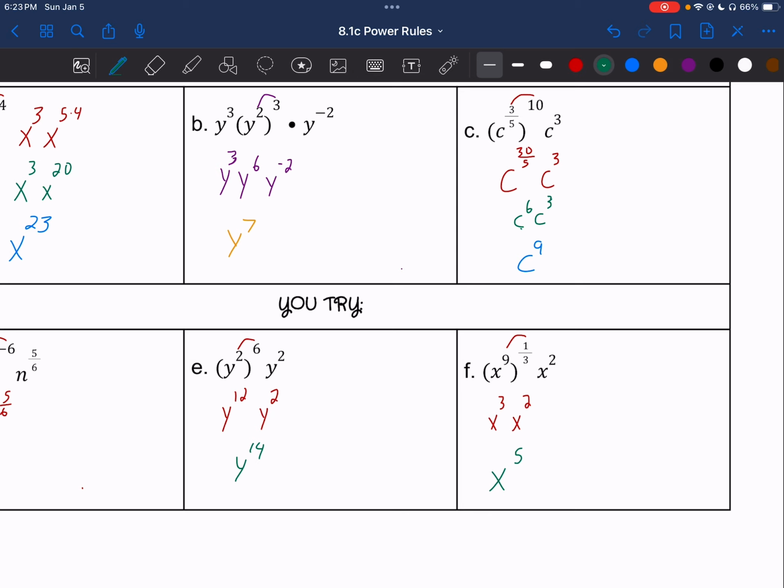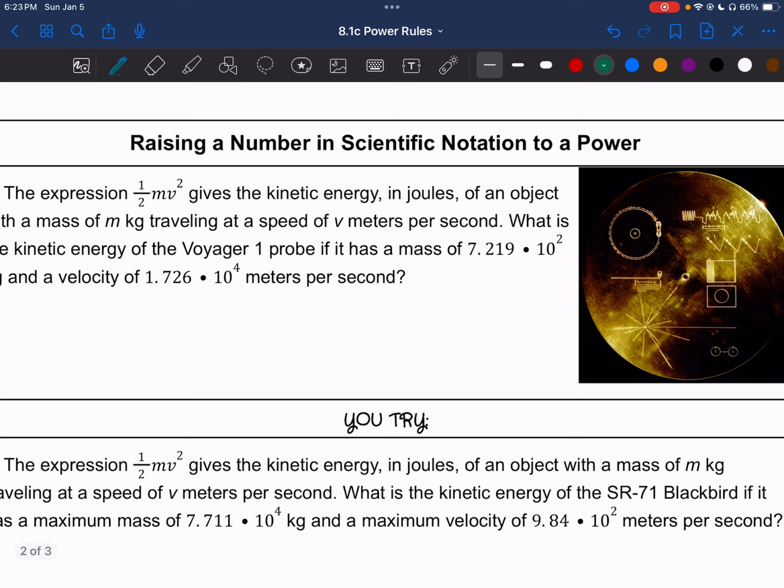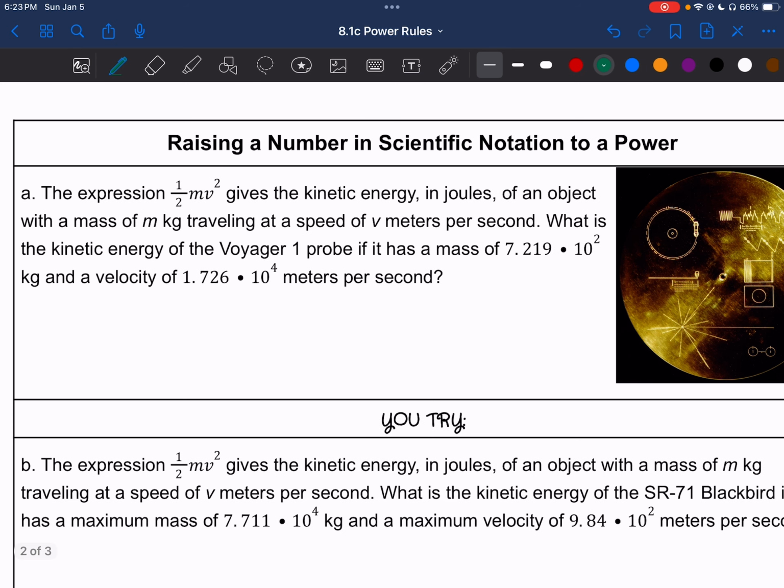Okay. We're going to go on to the next page, and we have raising a number in scientific notation to a power. So the expression 1/2 mv squared gives the kinetic energy measured in joules, this is our units, of an object with a mass of m kilograms traveling at a speed of v meters per second. What is the kinetic energy of the Voyager 1 probe if it has a mass of 7.219 times 10 to the second kilograms and a velocity of 1.726 times 10 to the fourth meters per second?